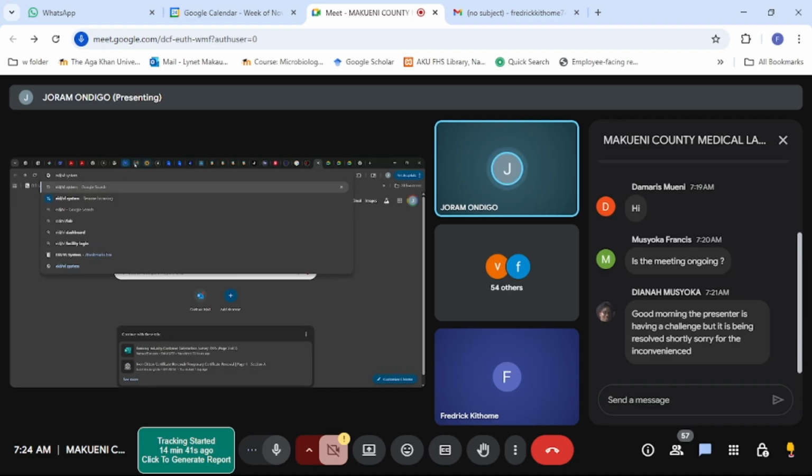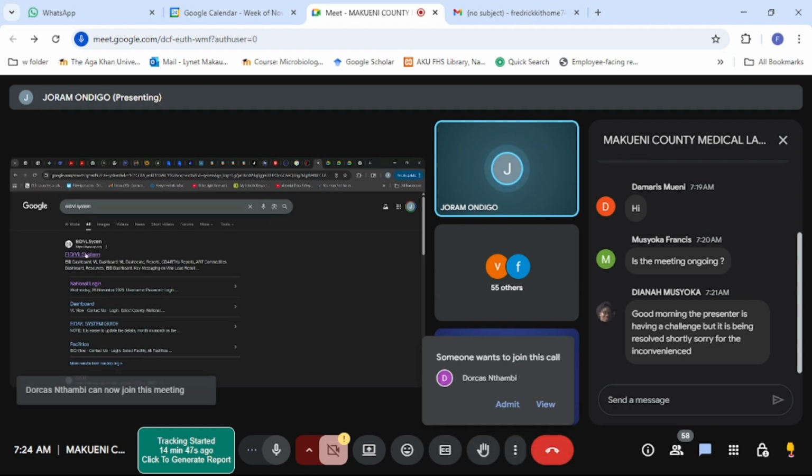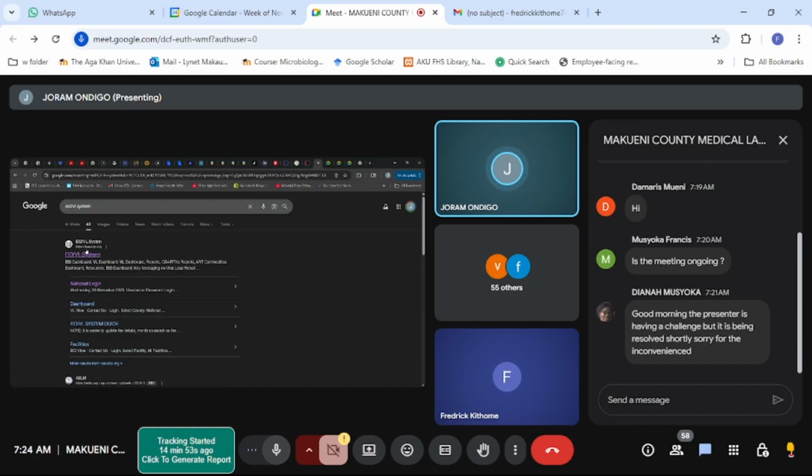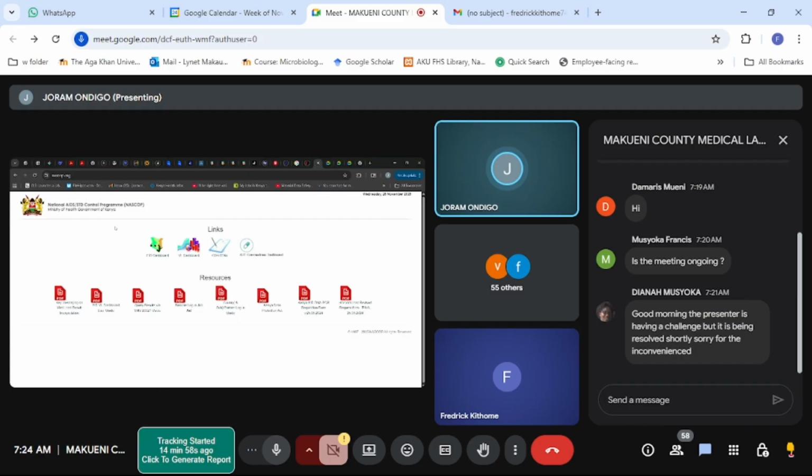Once you click on that first link, EID/VL system, you see this very first one here, EID/VL system or https nascop.org. Just click on that. Once you have clicked on this, you'll actually see this page coming up: EID dashboard, the VL dashboard, CD4/RTK, ART commodity dashboard, and then there's also a lot of material here.